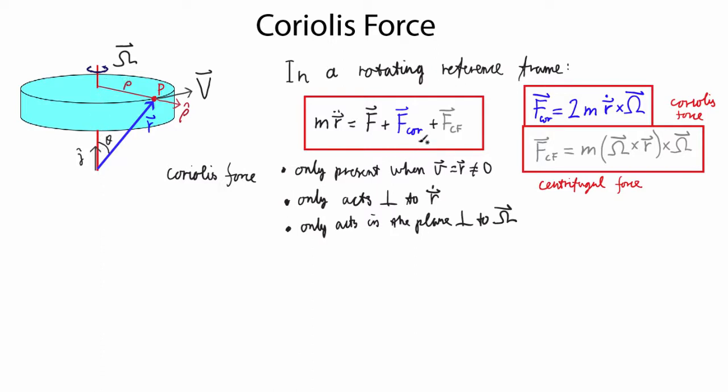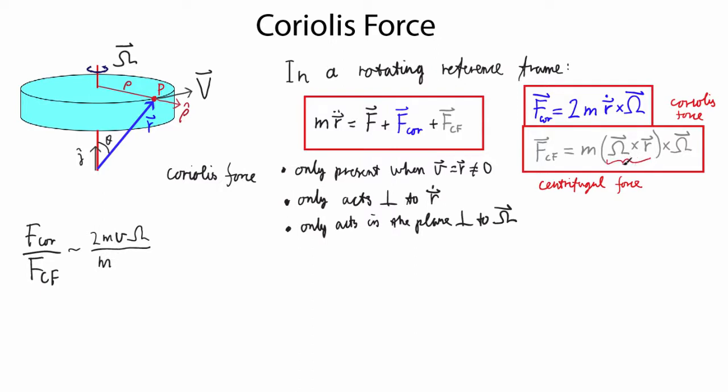We can look at the size of the Coriolis force. If we take the magnitude of the Coriolis force and compare to the magnitude of the centrifugal force, then we can see that it's 2m times the velocity, that's r dot in the rotating frame, times omega, roughly speaking. There could be a sign in there, we're just going to ignore that. This is an order of magnitude estimate. And then we divide by the magnitude of the centrifugal force.